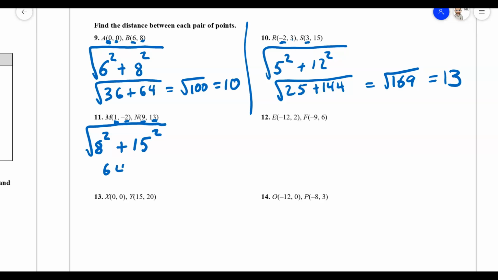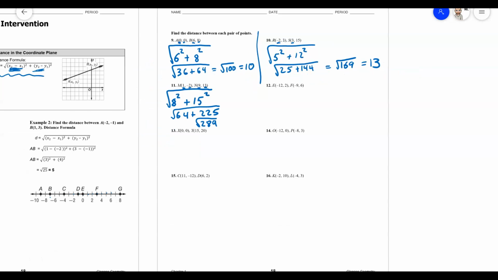64 plus 225, and we're going to take the square root of that, so we get the square root of 289, and that is a perfect square. The square root of 289 is 17.